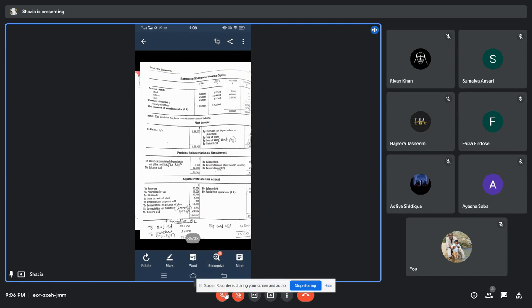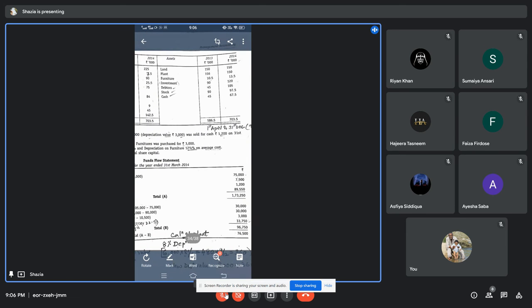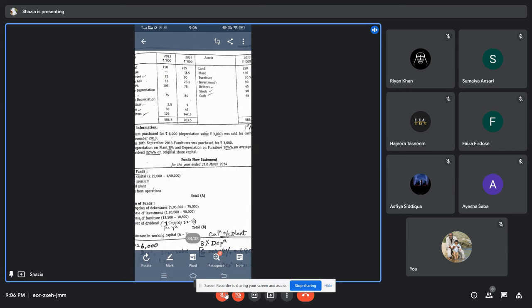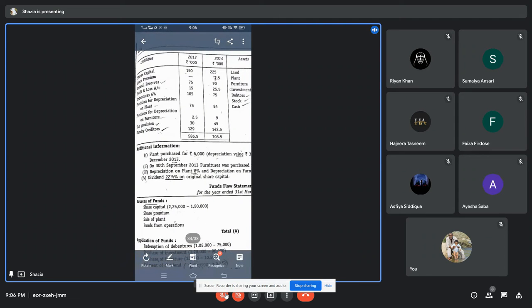Then now what are we supposed to do? We are supposed to do all the adjustments now. Here there is plant. Now what is there in plant? See, there are many things here in plant. Here is the opening balance of plant. Closing balance is also there. Opening balance is 1,56,000. Closing is 1,50,000. Then we also have provision on plant. See here, provision for depreciation on plant. This is separate. This is a separate account to be made.